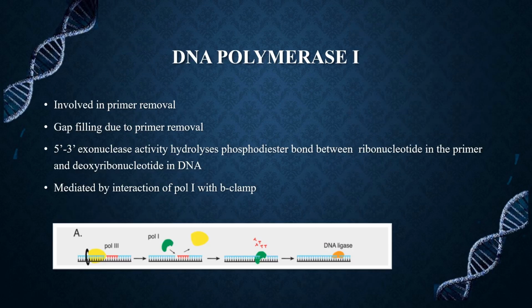The next DNA polymerase enzyme in prokaryotic DNA replication is DNA polymerase I. It is involved in primer removal and gap filling after the primer removal. It is the 5' to 3' exonuclease activity that hydrolyzes the last phosphodiester bond between a ribonucleotide in the primer and a deoxyribonucleotide in the DNA. These events are mediated by the interaction of polymerase I with the beta clamp.